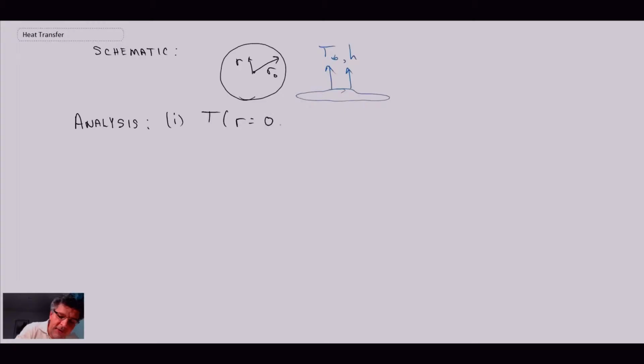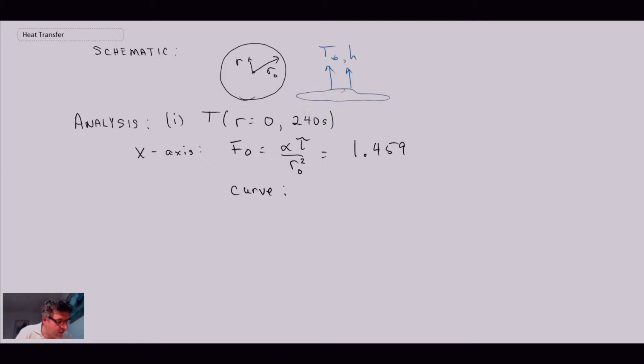Okay, so for the analysis, we're going to use the Heisler charts, and we'll start with part 1, where we're looking for the temperature at radial location r equals 0 and 240 seconds. In order to do this, we're going to begin with the chart that gives us the centerline temperature. For that, we need to evaluate the x-axis value, which is just the Fourier number, and we get 1.459. The curve that we read is 1 over the Biot number, so k over h r naught. Okay, so those are the two values.